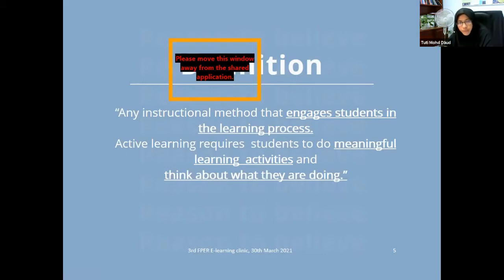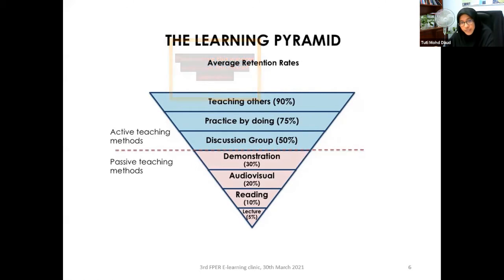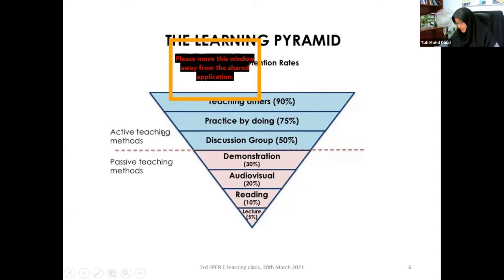But why do we need to do active learning? Because according to the learning pyramid, the average retention rates for active learning is much, much higher than the passive teaching methods. So, you've worked hard preparing for the lecture. Of course, you want it to be effective as much as you can. So why not use active teaching methods?